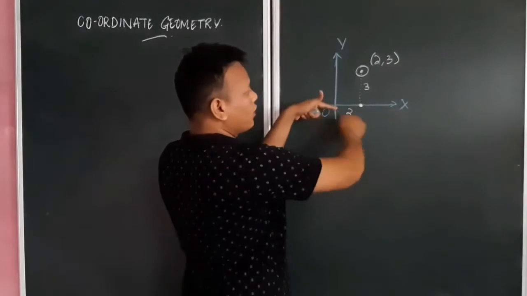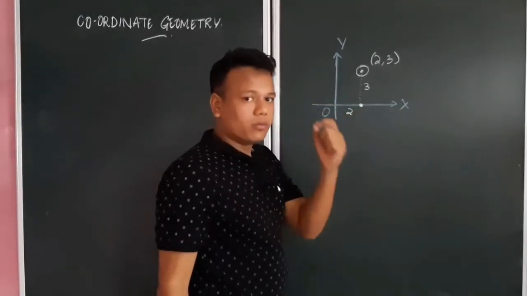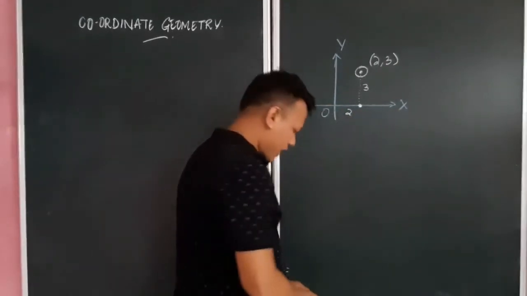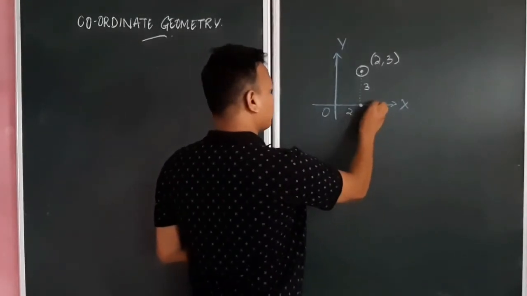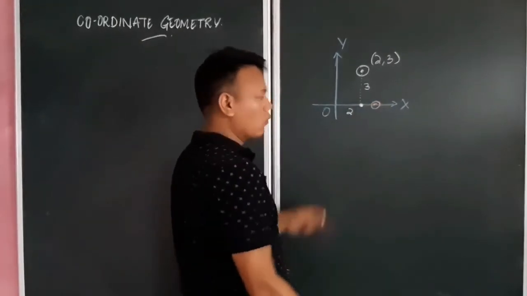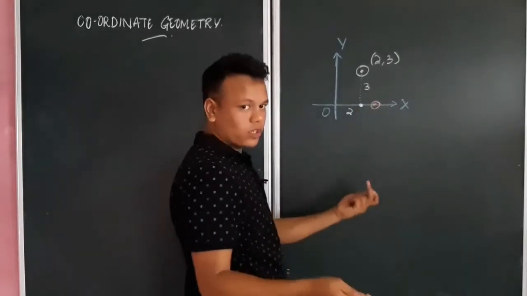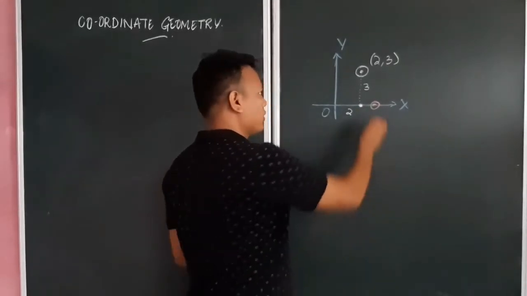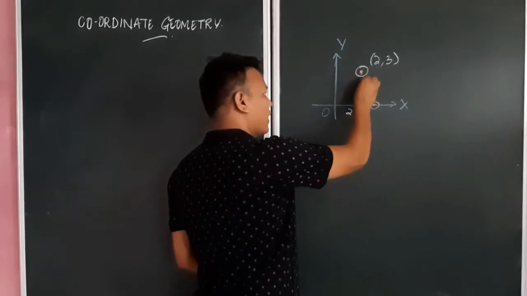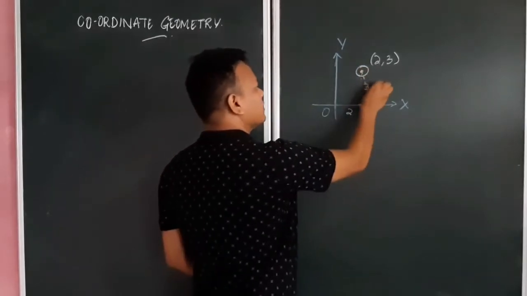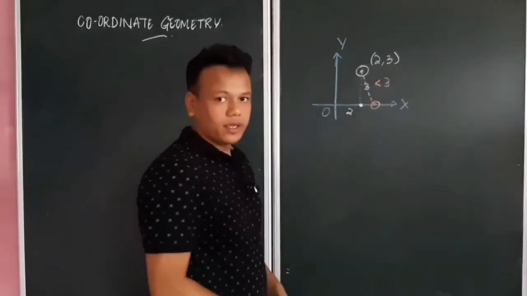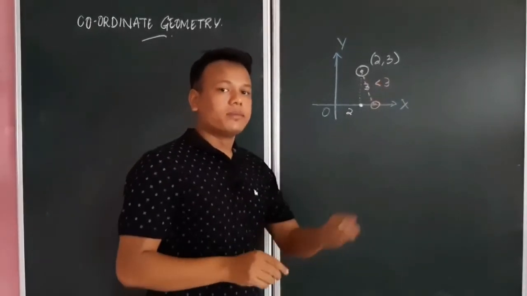Now exactly on the x-axis you have to find how many points are there. I don't know where the point lies, but let me take that point somewhere over here. Now what point is this? I don't know. But one thing that I know is the distance between this point and this marked point has to be less than 3. So that's what the question is asking, how many points are there.